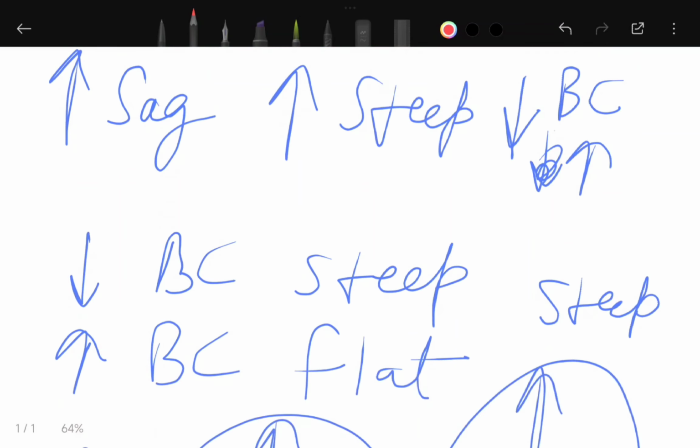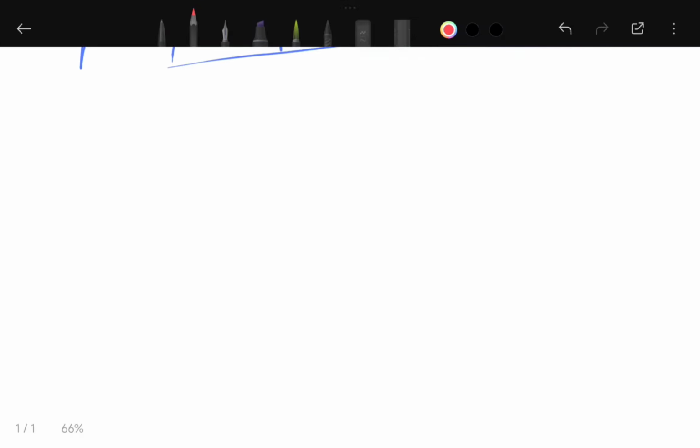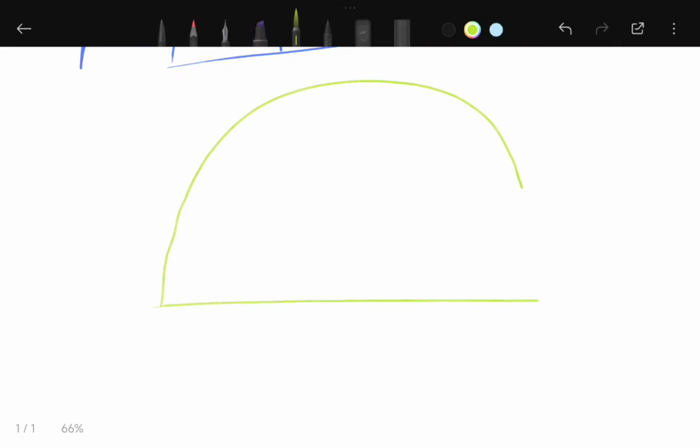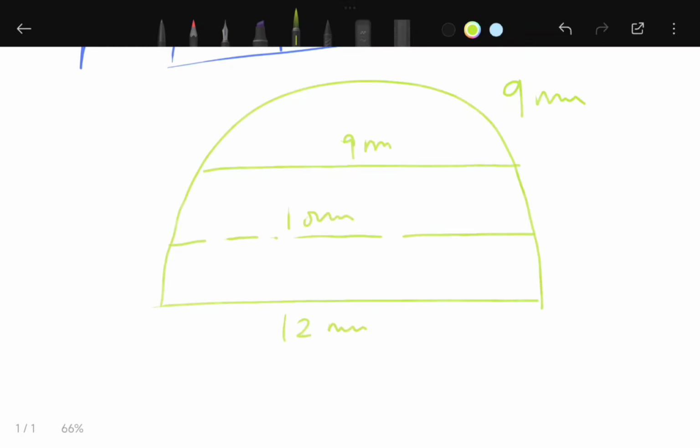So we'll understand this diameter with a final example. Now suppose we have one lens with a common base curve of 9 mm, and we cut this lens from here and here also. So here suppose it's 9 mm, here it's 10 mm diameter, and here it's 12 mm diameter.